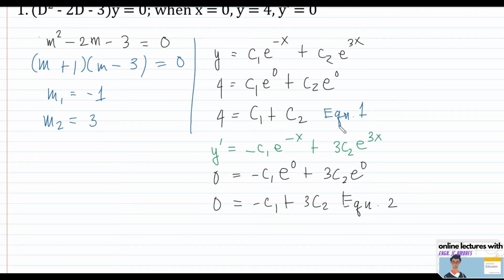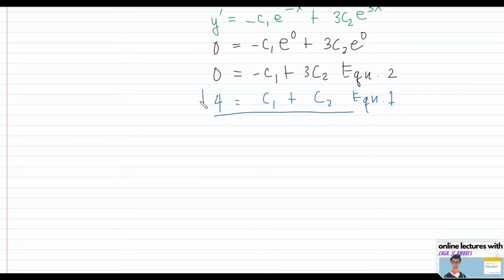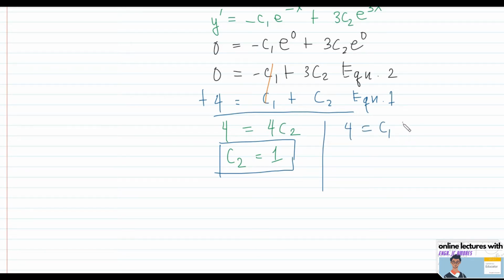So what we can easily do here is to add equation 1 and equation 2, because we have c1 positive in one and c1 negative in the other. So 4 is equal to c1 plus c2 is your equation number 1. If you add them together, c1 will cancel out. So you'll have 4 is equal to 4 c sub 2, and therefore c sub 2 is equal to 1. And then last, we can solve for c sub 1 using either equation 1 or equation 2. Let's say I use equation 1. We have 4 is equal to c1 plus c2, and c sub 2 is equal to 1. Therefore c sub 1 is equal to 3.